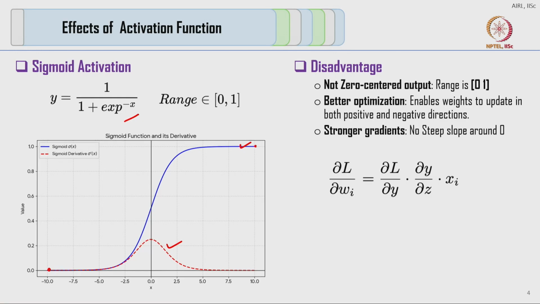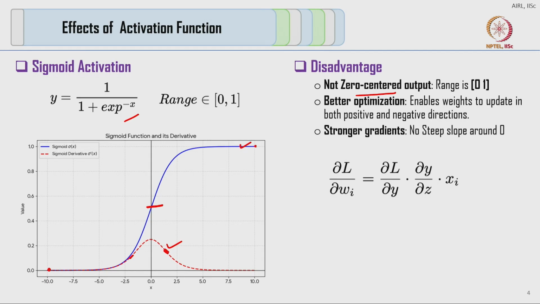Now observing the curve, we can observe certain disadvantages in the sigmoid activation function. First is that the range, although it is 0 to 1, is not zero centered, in the sense that its center lies around 0.5. Now although it is not zero centered, it does result in better optimization, since the weights can update in both positive and negative direction, because we observe that the gradients could exist, like the derivative exists in the plus and minus of the x axis.